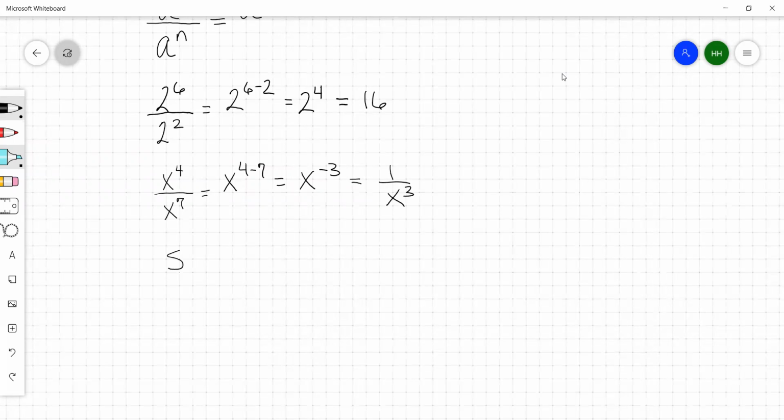If you had s to the 3/4, and you're going to divide it by s to the 1/2. All right, same rule. That would be equal to s to the 3/4 minus 1/2, which would be equal to 3/4 minus 1/2. That would be s to the 1/4 power. All right, just subtract if the bases are the same and you're dividing exponents, subtract the powers. And make sure you do numerator minus denominator. All right, it's always numerator minus denominator.